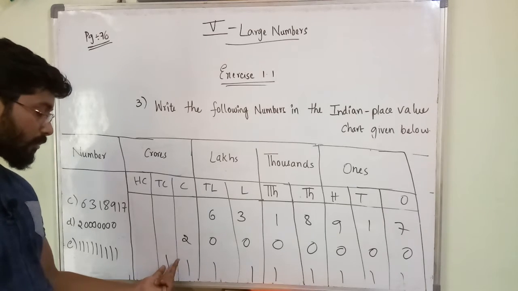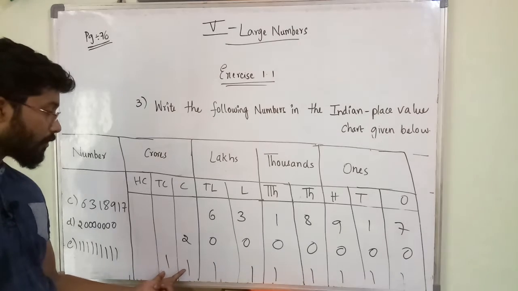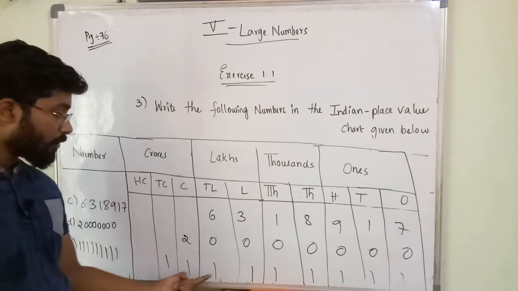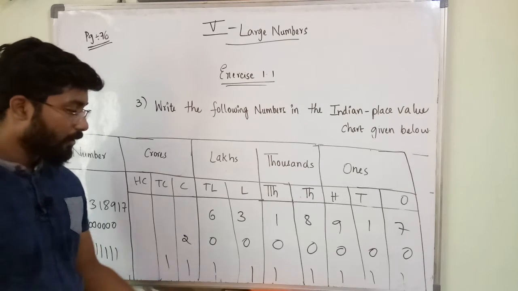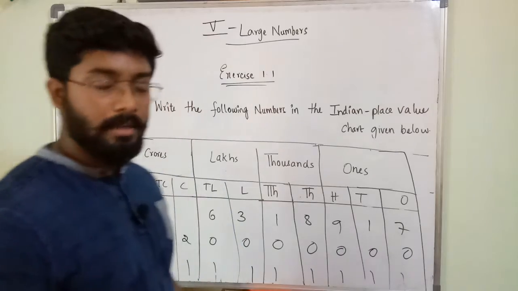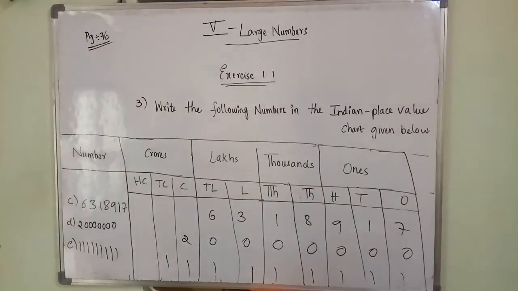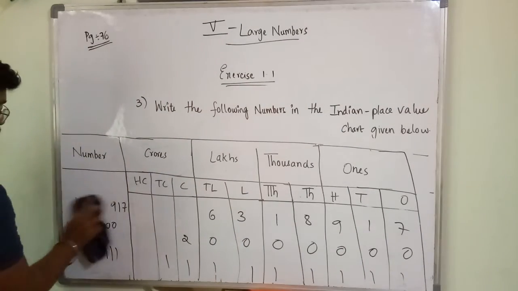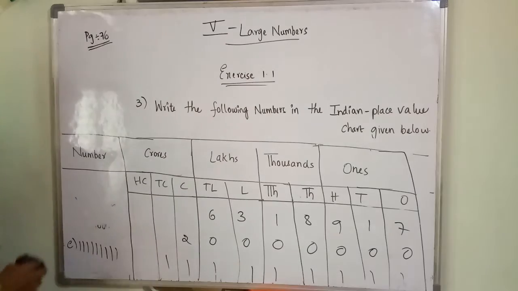This is 1 crore. 10 plus 1, this is 11 crore, 11 crore, 11 lakh, 11,111 is the number name. Okay, so next number. So this one is clear now.